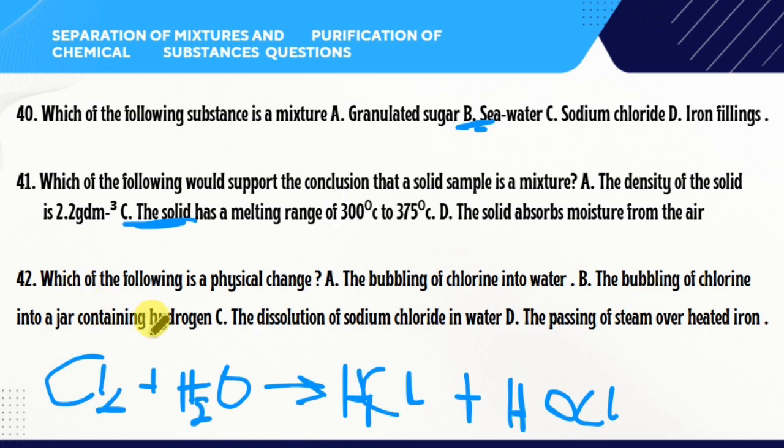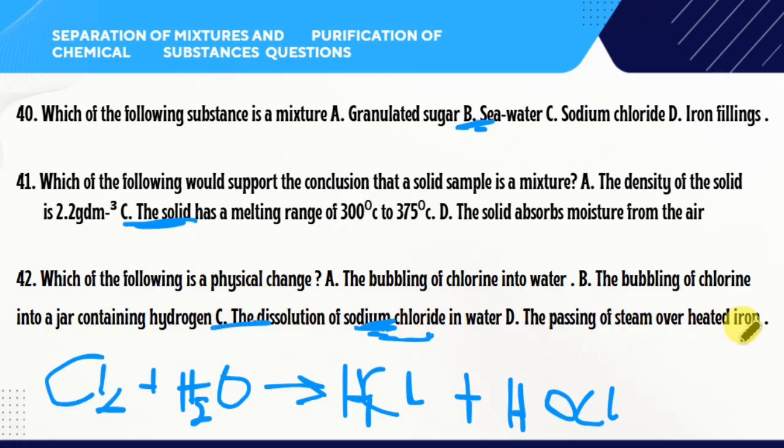Bubbling of chlorine into a jar of hydrogen gas. This is just going to give us hydrochloric acid, HCl. The dissolution of sodium chloride in water: we can get the sodium chloride back by evaporation. So it's a physical change. This is the answer to the question.